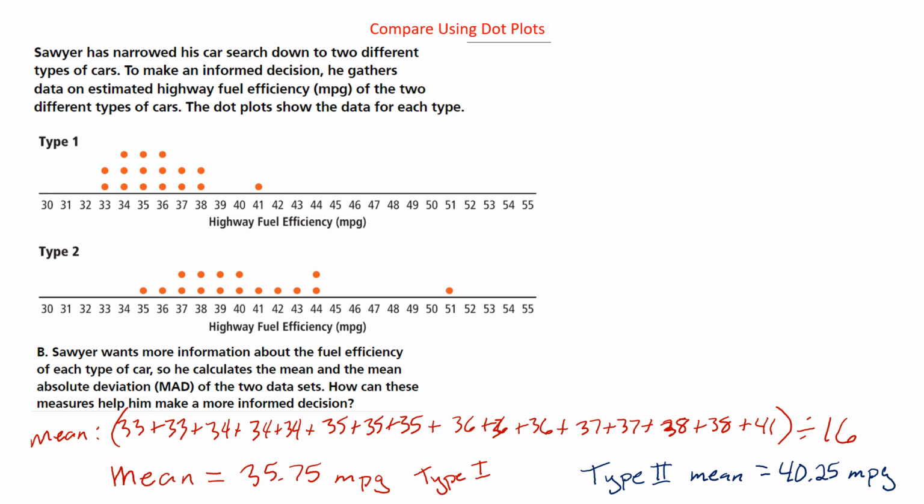So we can use those means. Say type 2 has 4.5 miles per gallon more on average than the type 1 car. That can help us. Then we can also find the MAD, the mean absolute deviation.